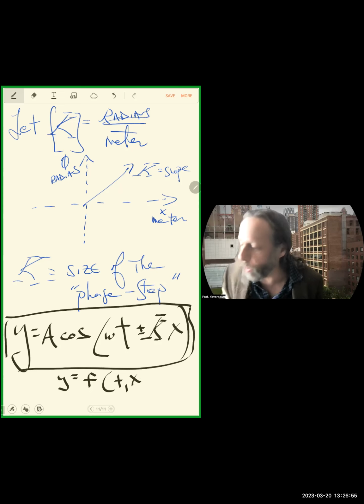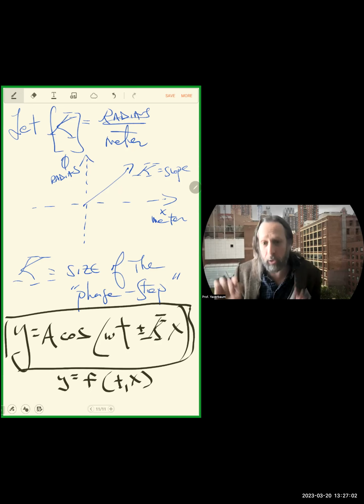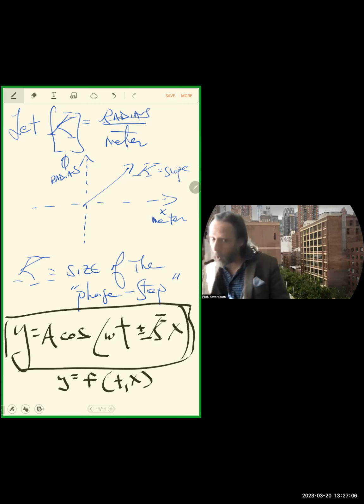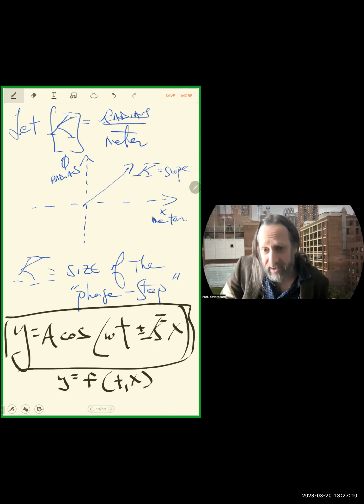It says if you want to know at any moment how high an oscillator is, you need to specify when you're looking and where you're looking. If you know when you're looking and where you're looking, then you'll know how high a given oscillator is. This is a collection of phase staggered oscillators.